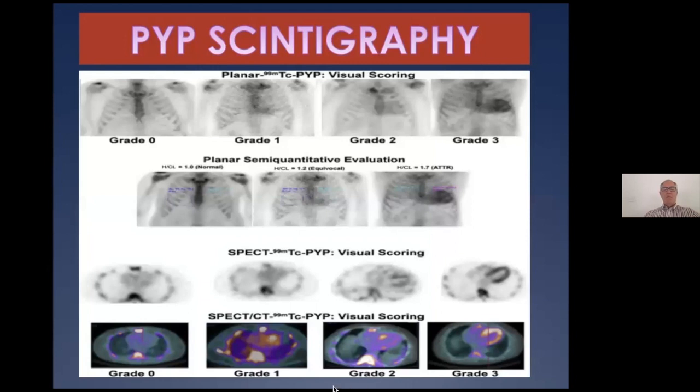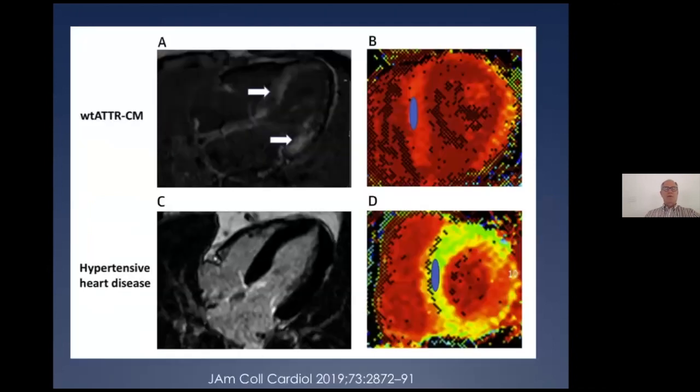Pyrophosphate scanning really plays a pivotal role. And what we can see on the right is the infiltration or the uptake of pyrophosphate, which is much greater than what would be seen in the bony structures, such as the ribs and the spine. And this would be a situation that would be consistent with the presence of cardiac amyloidosis. So the pyrophosphate scan plays a pivotal role in that diagnosis.